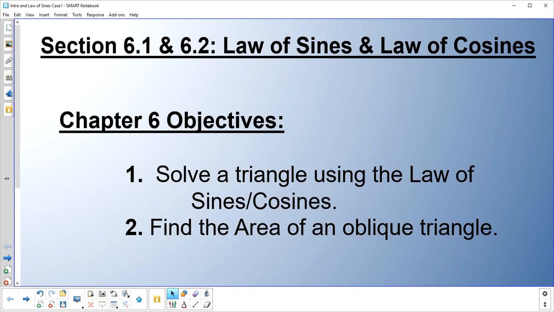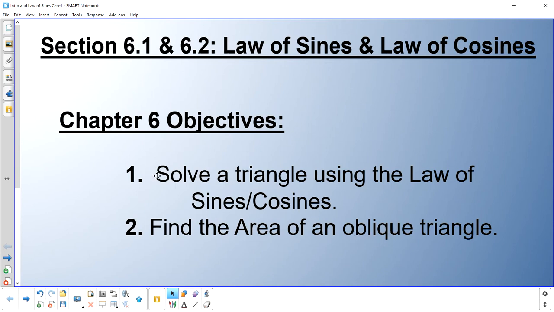Okay guys, first section in chapter 6. We are going to talk in this chapter about three things really: law of sines, law of cosines, and then find the area of an oblique triangle. So it's not going to be your typical 1/2 base times height area formula. We have a couple other formulas we're going to talk about involving sine and then involving some distance stuff as well for an oblique triangle.